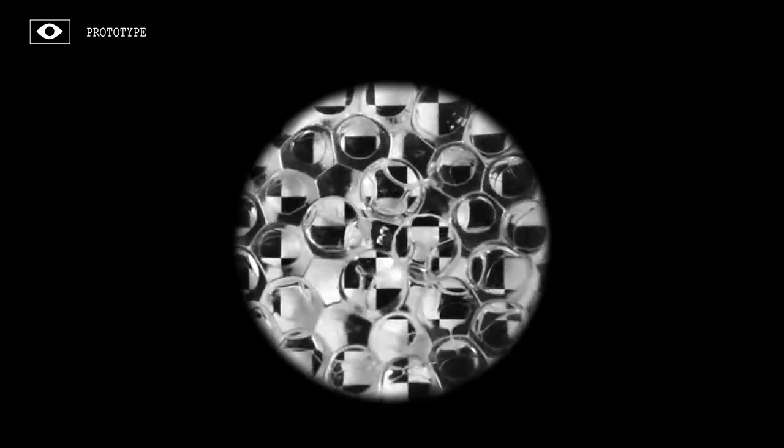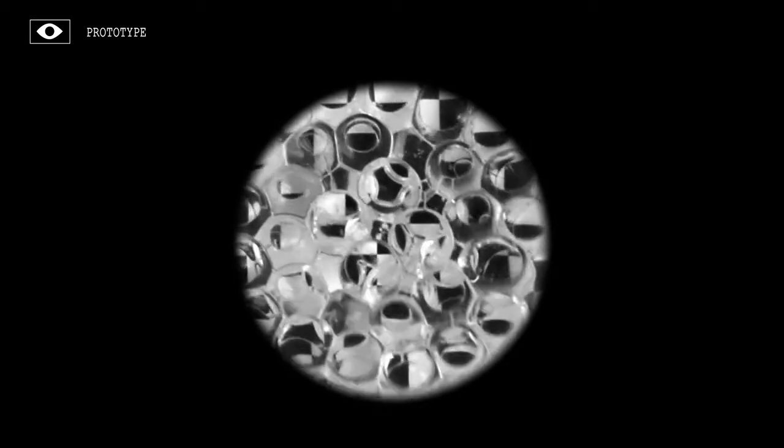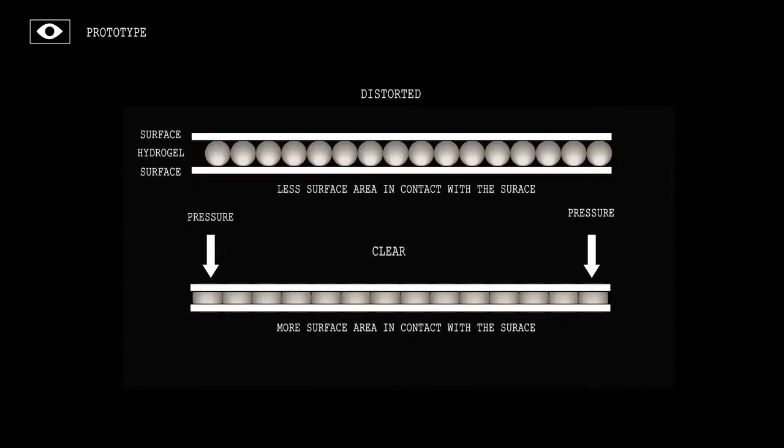Press uses force to create a transformation from distortion to transparency. This occurs due to the increase in the surface area of hydrogels in contact with its enclosure.